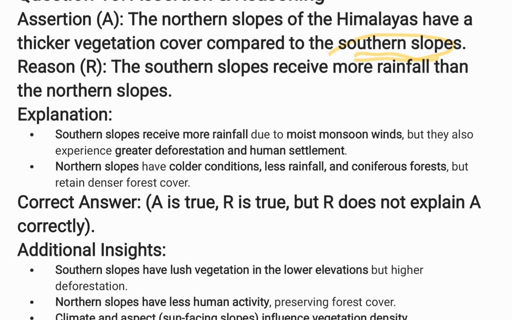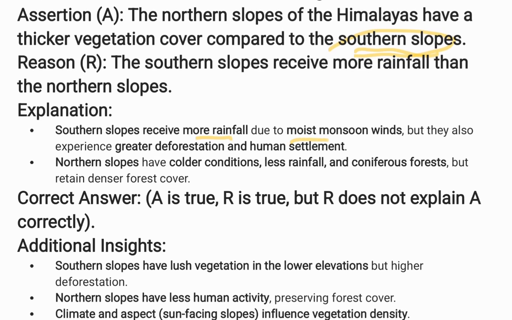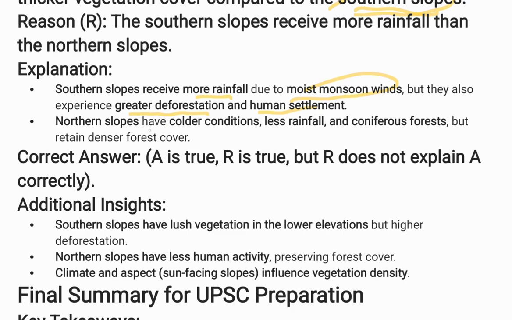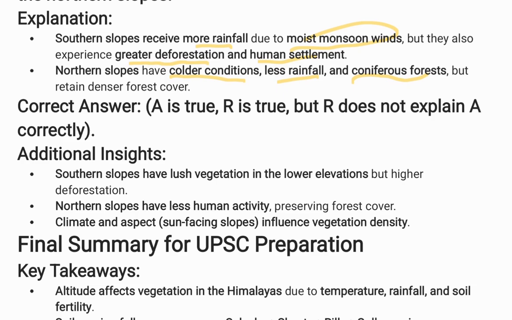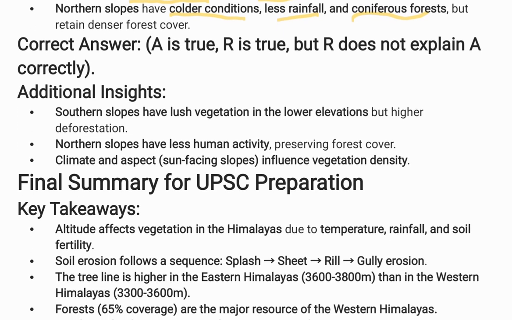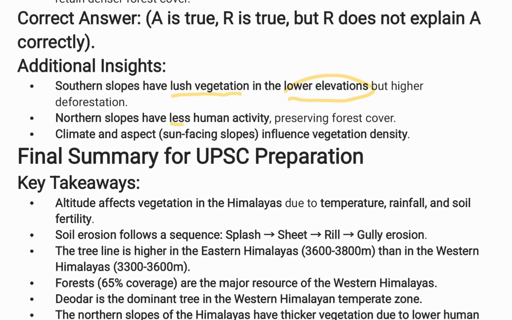ये भी सही है. Southern slopes receive more rainfall due to moist monsoon winds, but they also experience greater deforestation and human settlement. Northern slopes have colder conditions, less rainfall, and coniferous forest, but retain denser forest cover. Southern slope have less vegetation in the lower elevation, but higher deforestation. Northern slopes have less human activity, preserving forest cover.